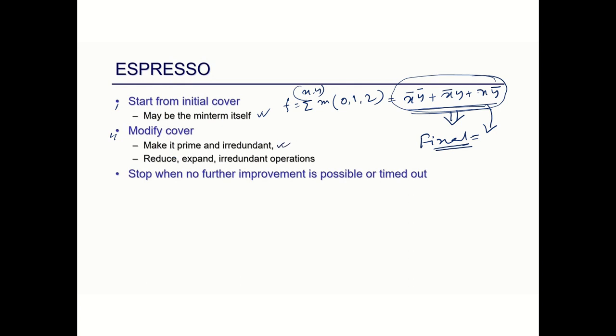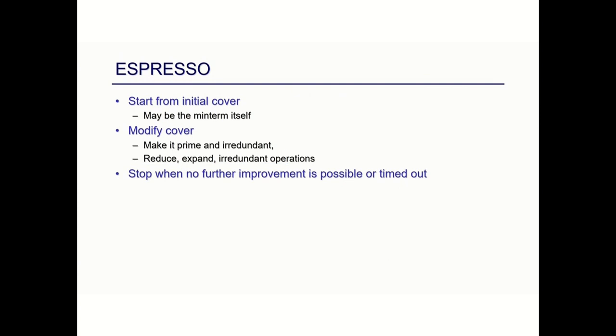Okay, so cover first. Espresso actually uses three different methods to minimize the cover, and it tries to get the minimum solution. So in this case it is either reduce, or expand, or irredundant operations. We stop when no further improvement is possible, or when it is timed out. Since we already have some minimum value stored, wherever you stop, you will get some solution. Fine.